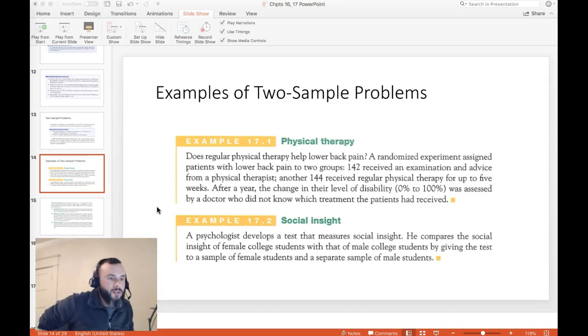Another example of a two-sample problem is when a psychologist develops a test that measures social insight. He compares the social insight of female college students with that of male college students by giving the test to a sample of female students and a separate sample of male students. This is also an example of a two-sample problem because they are independent, they may not have the same sample size. And in fact, in example 1 here, they don't have the same sample size.